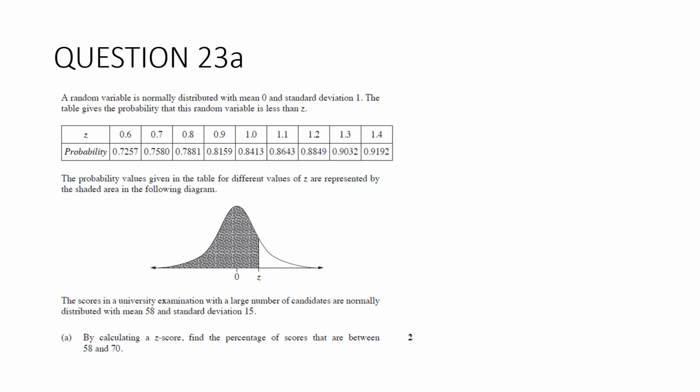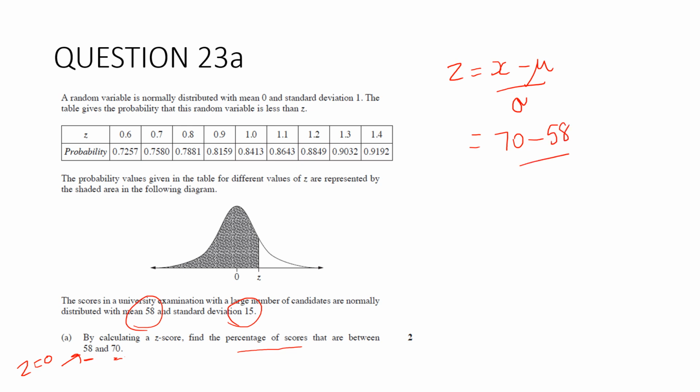Okay, so here's our formula. Z is equal to x minus mu divided by sigma. Now we have a mean of 58, standard deviation of 15, and we want to calculate the percentage of scores between 58, which is the mean, and 70. So the z-score for 58 is just 0. But for 70, let's work that out. 70 take 58 divided by 15, which is, on the calculator, 0.8.